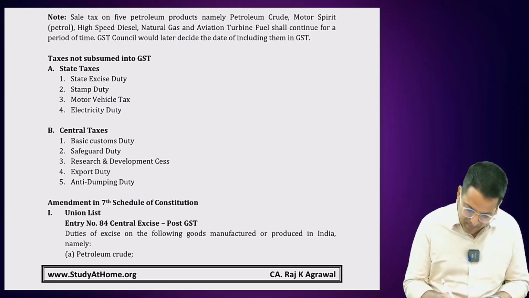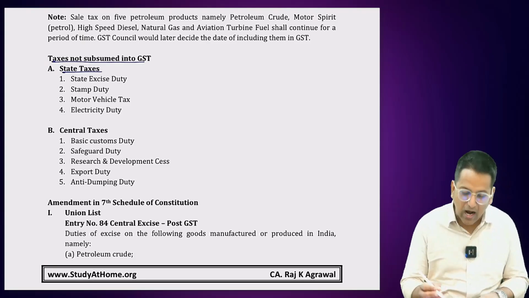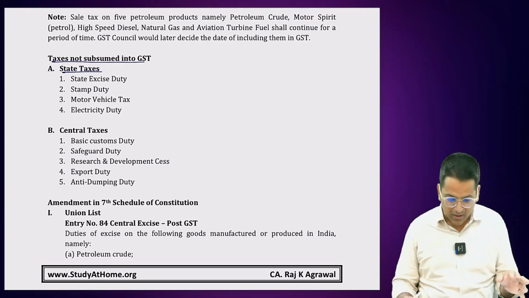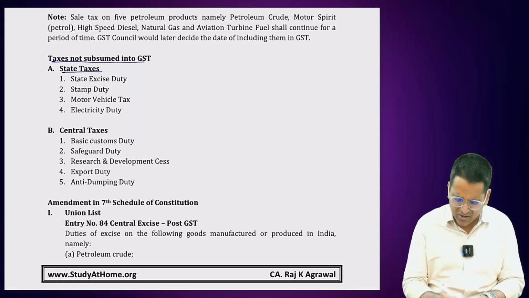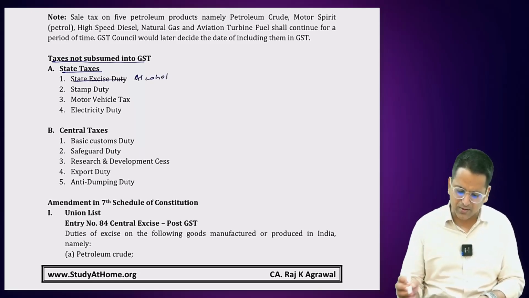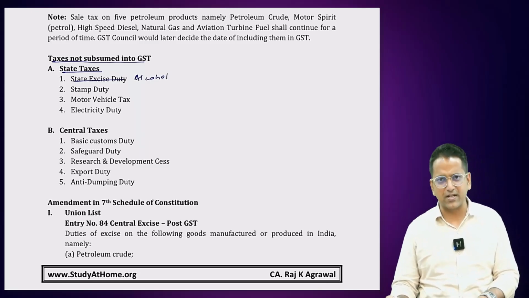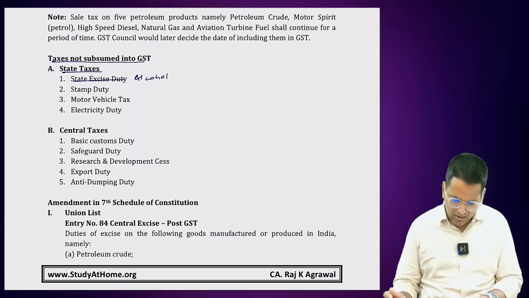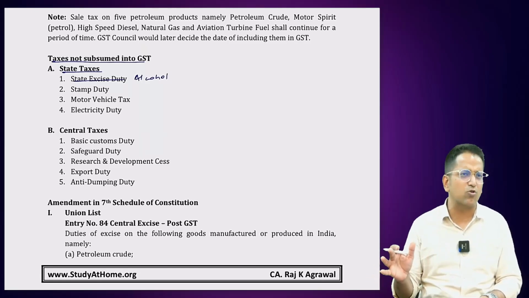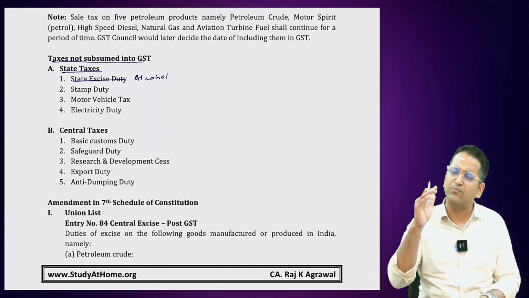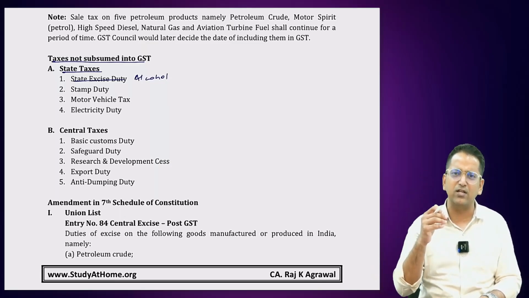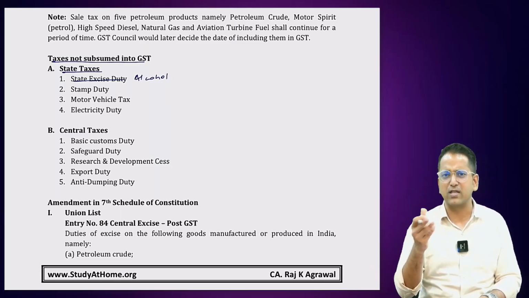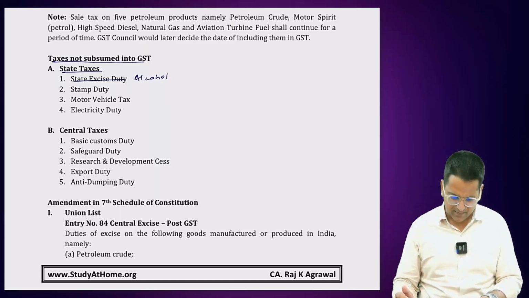So see, those state taxes which still exist even today, not subsumed: state excise duty. State excise duty is levied on what? Only on alcohol. Alcoholic liquor for human consumption. On this state excise duty is levied, and this still exists today. GST hasn't come on alcohol. Alcohol still has the old state excise duty applied on it. VAT and CST are applied on manufacturing and on sale.